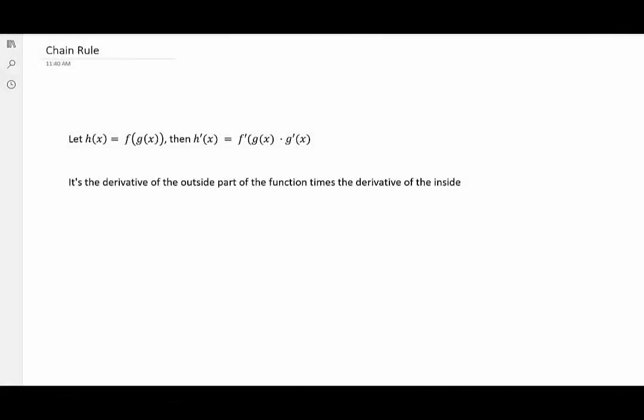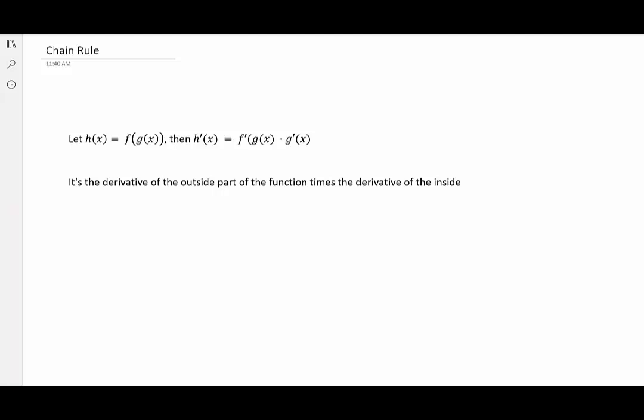Alrighty folks, in this video we're going to go over how we use the chain rule to take a derivative. Okay, so first of all, when do we employ the chain rule? When do we use the chain rule? We're going to use the chain rule anytime we're dealing with a composed function.